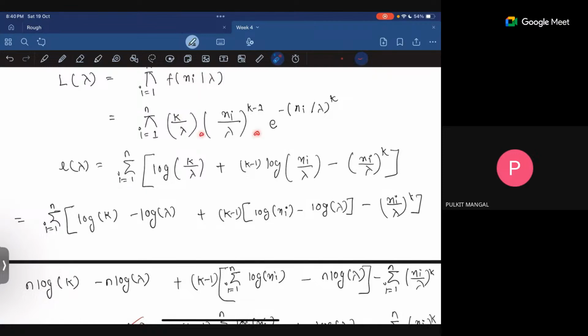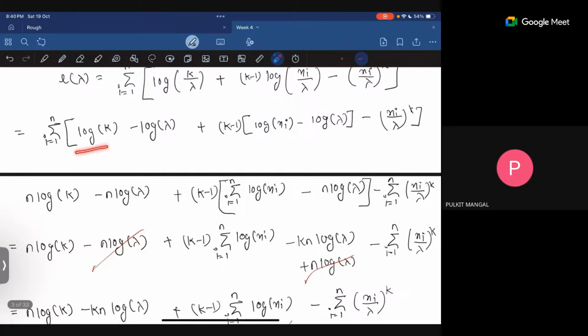Okay, and as they are in multiplication they would turn into addition, but because we are taking the natural log, this term would become just minus xi by lambda power k. Now we are simplifying it more. Because they are in division, due to the log property they would turn into log of k minus log of lambda. Similarly, we will do here, and they will split, and this term remains as it is.